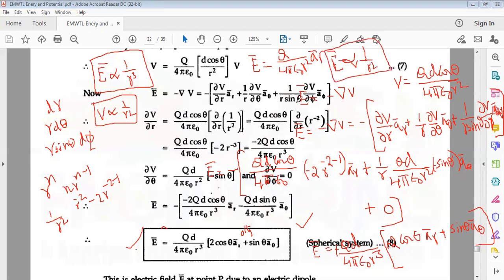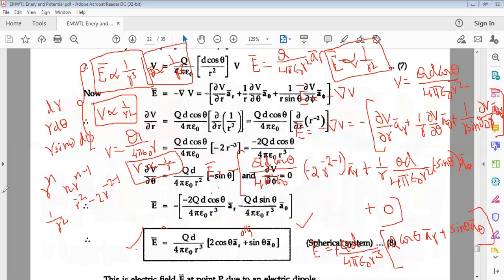And potential, in the point charge, V is equal to Q by 4 pi epsilon naught r. So V is proportional to 1 by r. In the point charge, potential is 1 by r, and electric field intensity or electric flux density is proportional to 1 by r square. But in the dipole, the voltage is proportional to 1 by r square and the electric field intensity is proportional to 1 by r cube. Similarly, the D bar is also proportional to 1 by r cube because the relation is epsilon naught into E bar.